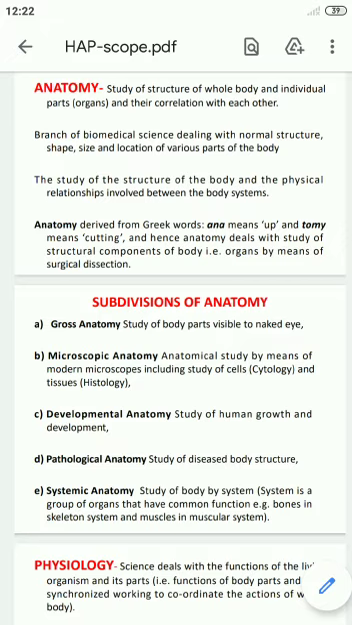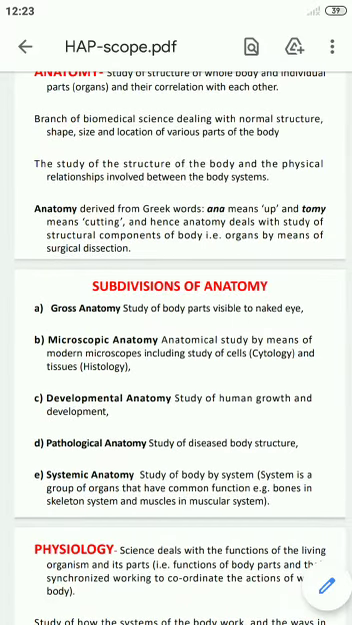Okay, now first define anatomy. The term anatomy is the study of the structure of the whole body, individual parts, organs and their correlation with each other. It is the branch of biomedical science dealing with the normal structure, shape, size and location of various parts of the body, and the physical relationships between the body systems.